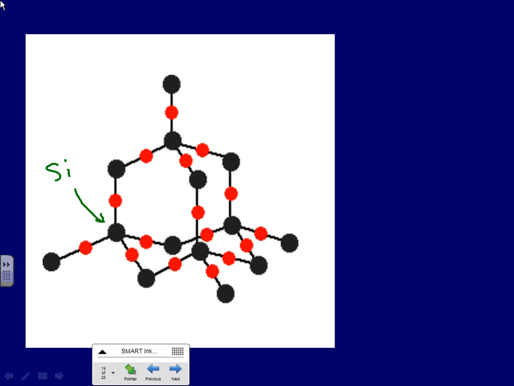I guess I could add here, right, covalent bond to 4 oxygens for that silicon. And this is quartz. All right, this is a quartz crystal. All right, this is quartz. Glass, also silicon dioxide, but it's a disorganized version of it. That's the difference between a crystal and a glass.